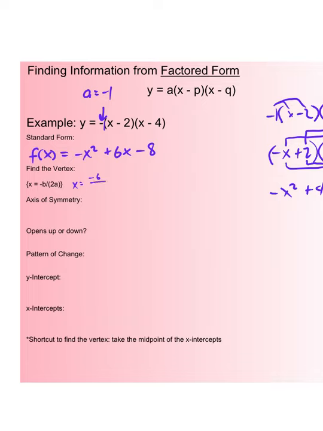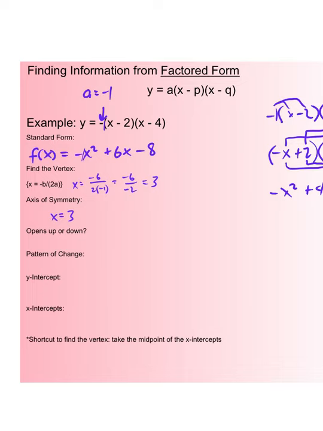So finding the vertex here, b in this case is 6, so this would be -6, and a in this case is a -1, so that's really 2 times -1. So we've got -6 over -2, which gives us an x value of 3. So our axis of symmetry is x equals 3, since it's always the x value of the vertex.